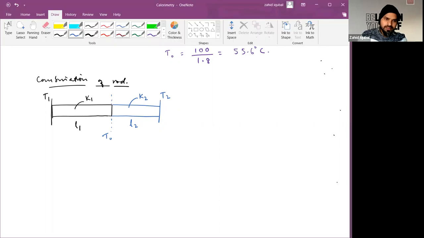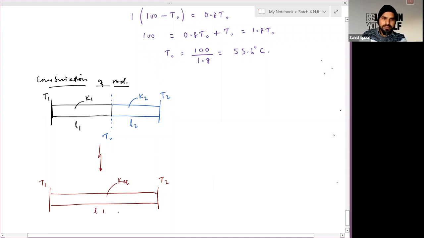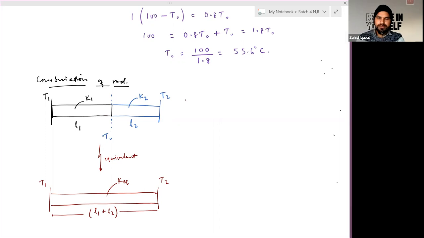Now, for equivalent part of this whole arrangement, this is at temperature T1, temperature T2. Thermal conductivity equivalent is K equivalent, and total length of this particular rod will be L1 plus L2. So this is equivalent part of this above arrangement. So we have to calculate K equivalent in terms of K1, K2, L1, L2. Okay.